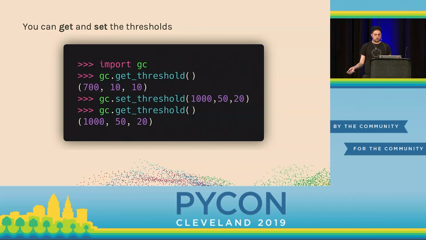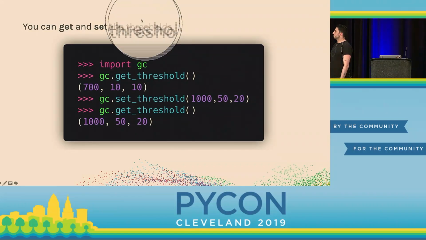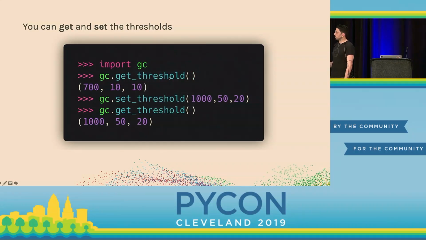So for example, you can import the GC module, which stands for garbage collector, and then you can call this function called getThreshold, and it will return a tuple. In this case, there are 3 elements in the tuple: 700, 10, and 10. Those are the defaults. And these are the number of objects that need to be in the generation to start triggering a collection. If you have compiled Python with more generations, the tuple will be bigger.